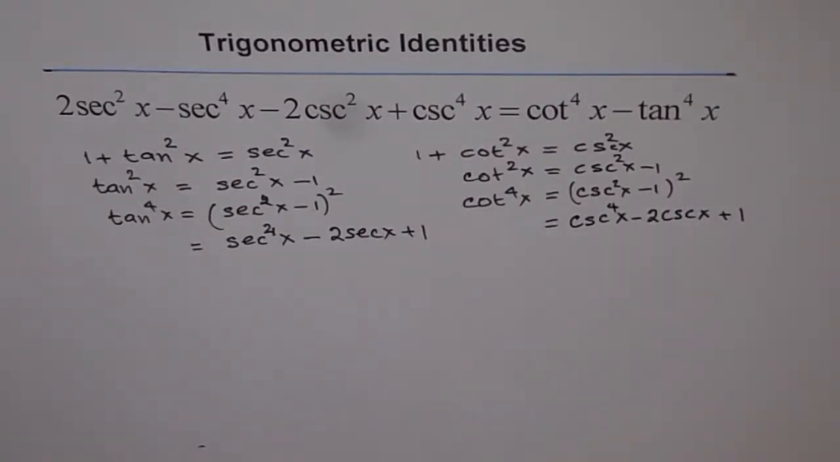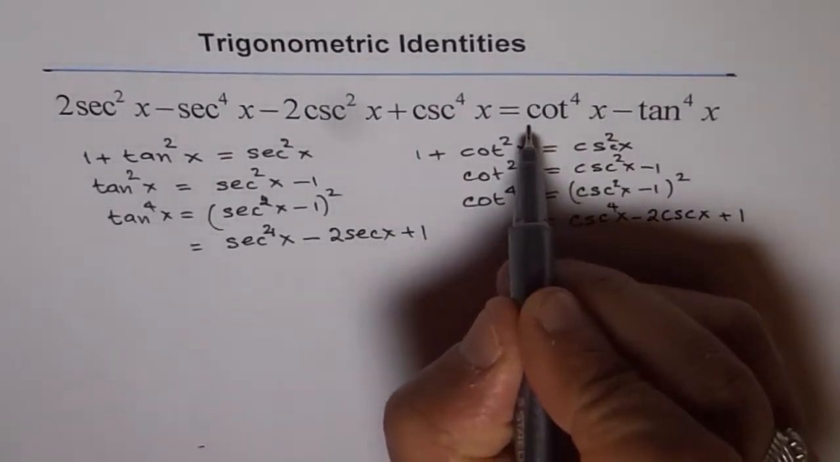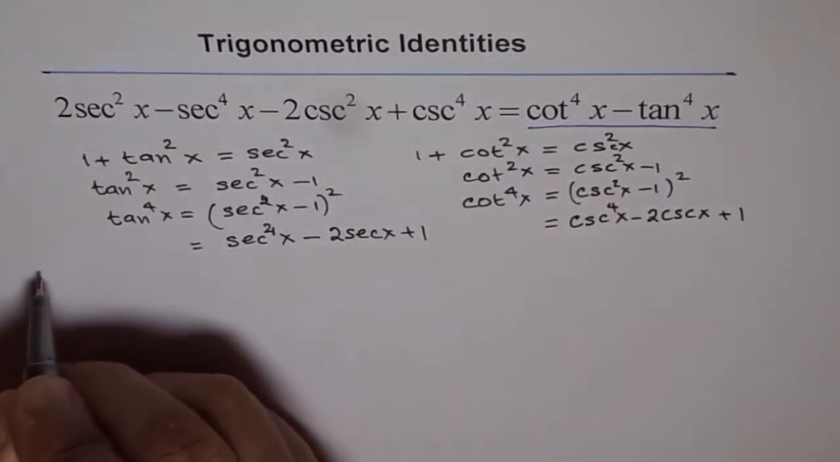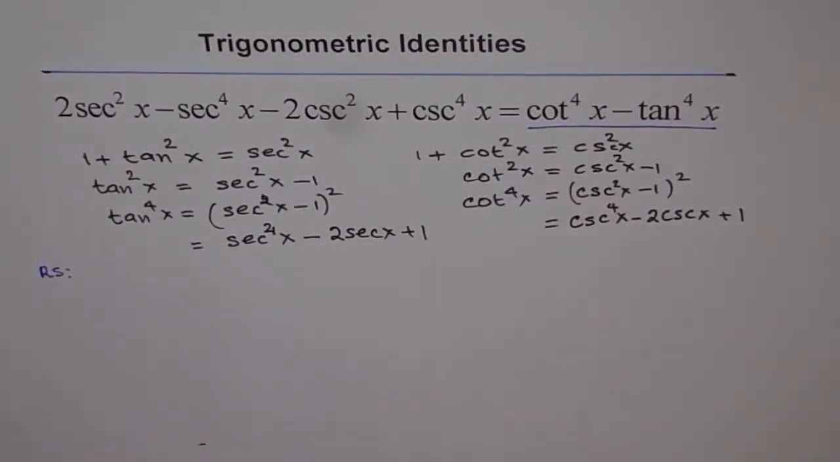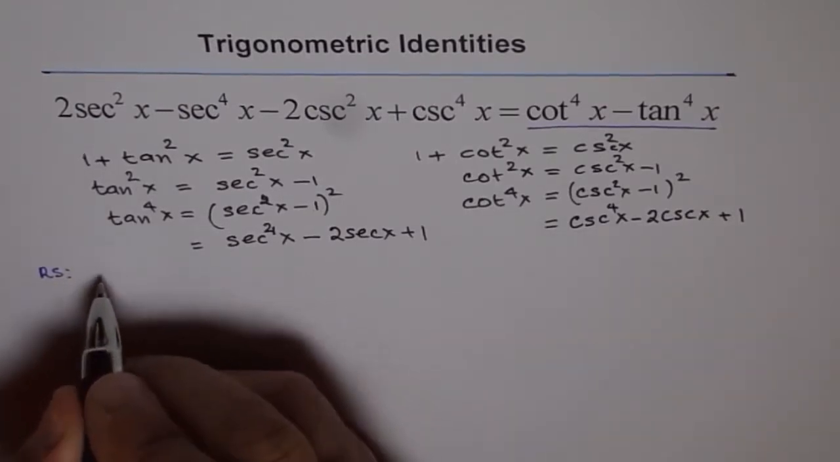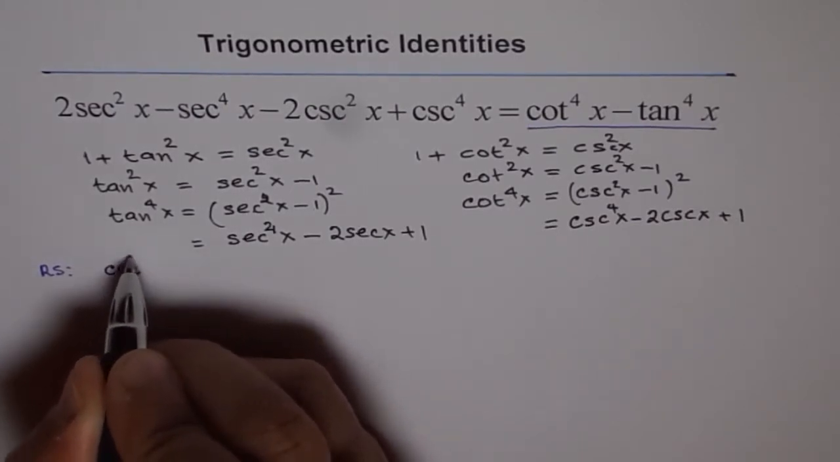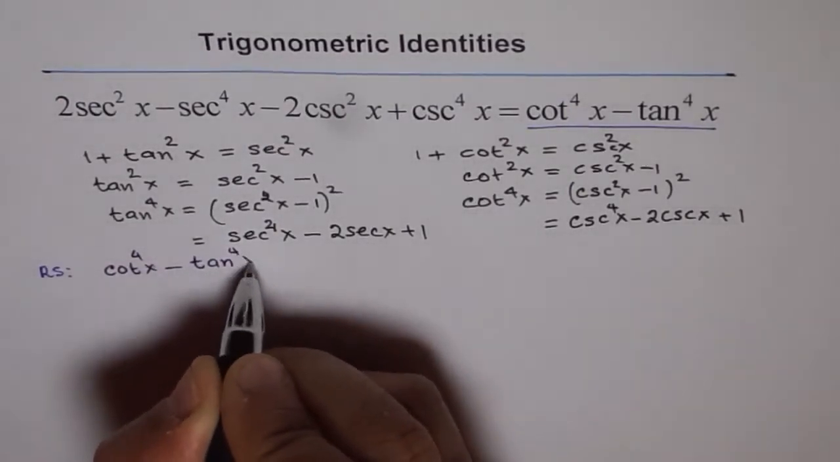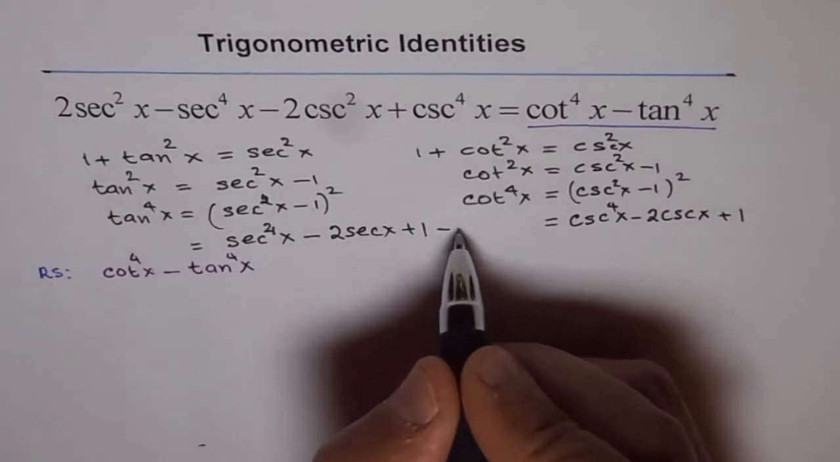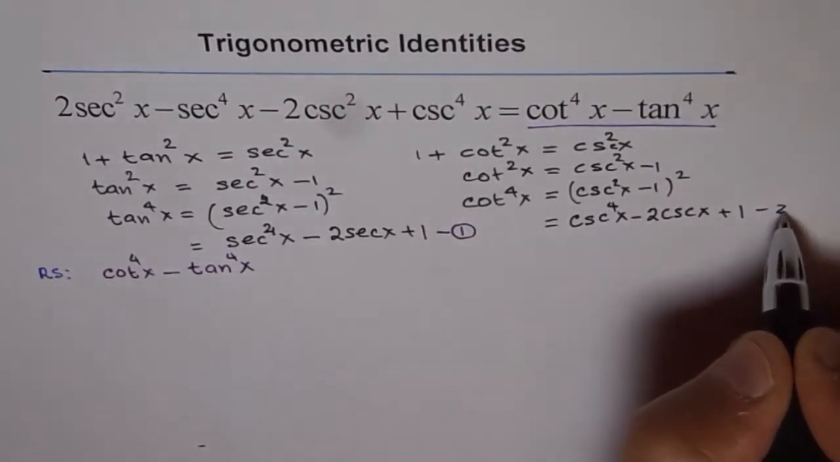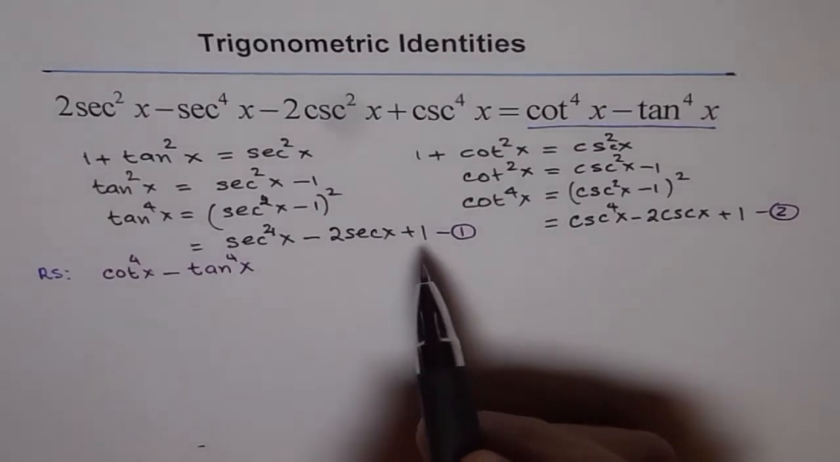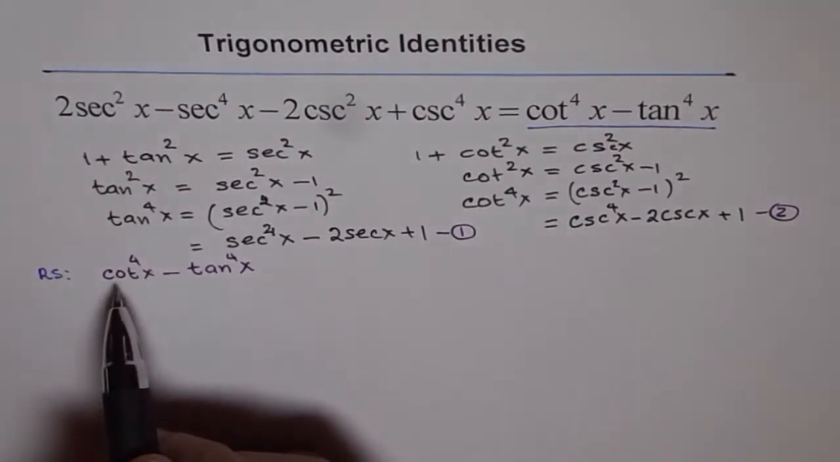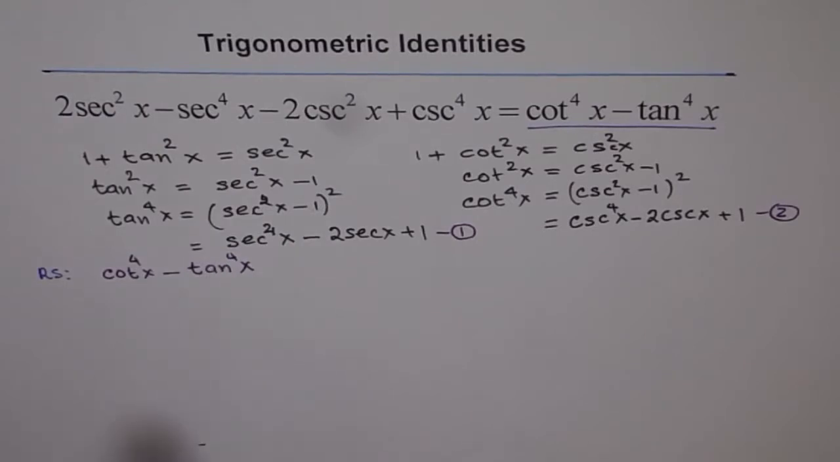Now let's start writing what our right side is equivalent to. So let's start our identity now. We'll start from the right hand side. Right hand side is cot to the power of 4x minus tan to the power of 4x, correct? Now we can call them equation 1 and equation 2. We did this groundwork so that we can understand what cot to the power of 4x and tan to the power of 4x are.